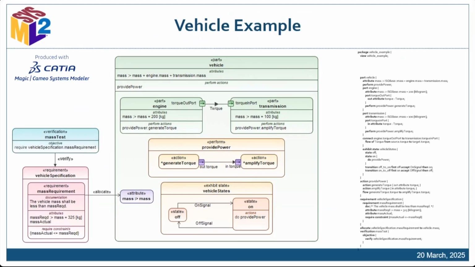the mass. It's a mass test that's verifying the mass requirement. So what's the takeaway here? It's kind of classic systems engineering. You're seeing a structural view. You're seeing some behavior in both actions and states. You're seeing some properties of the system, in this case just mass, but you can imagine all kinds of properties. You're seeing a requirement applied, allocated to this one feature of this vehicle. You're seeing a verification that verifies that requirement.